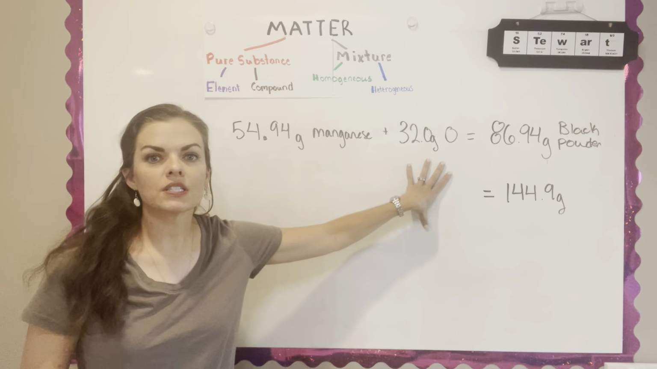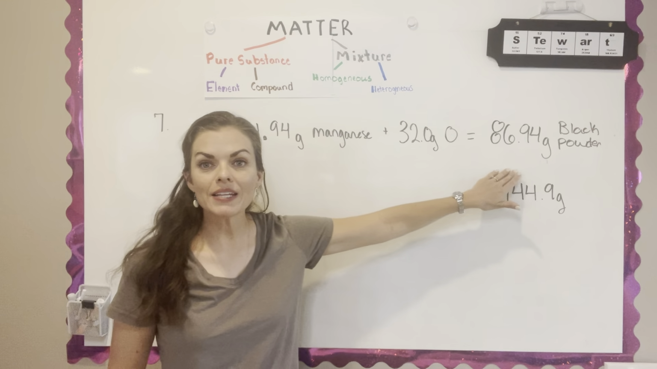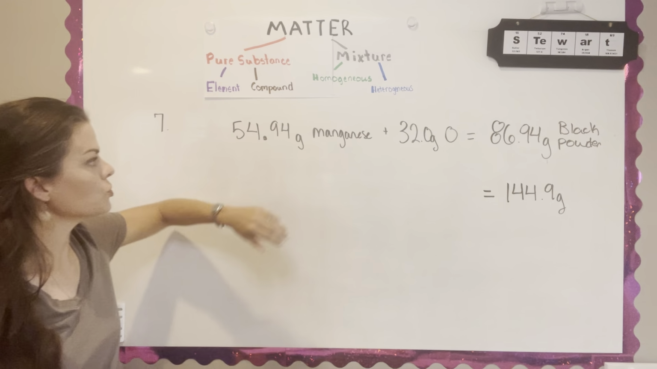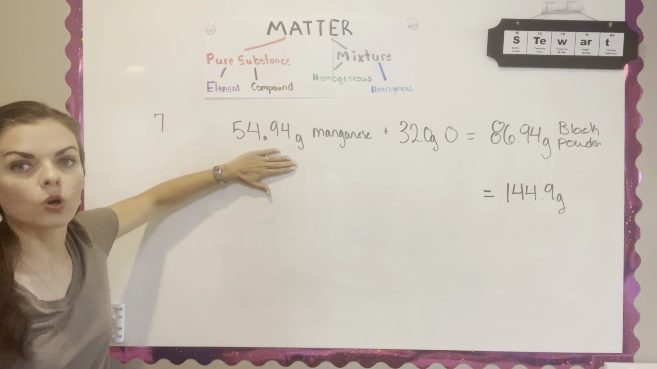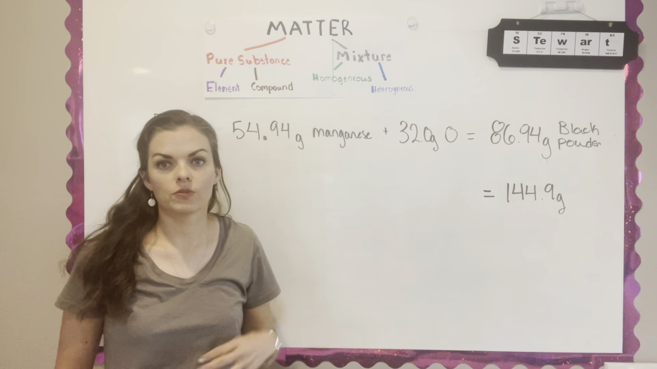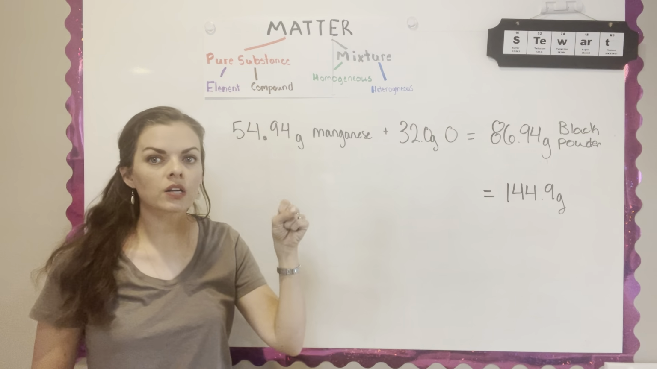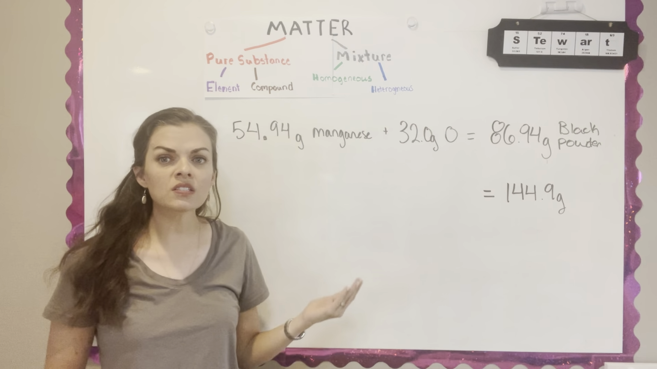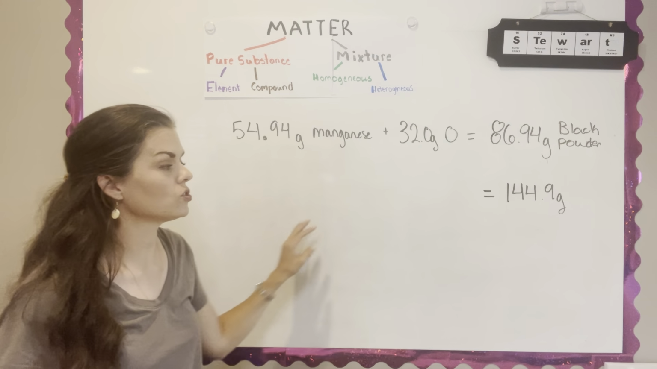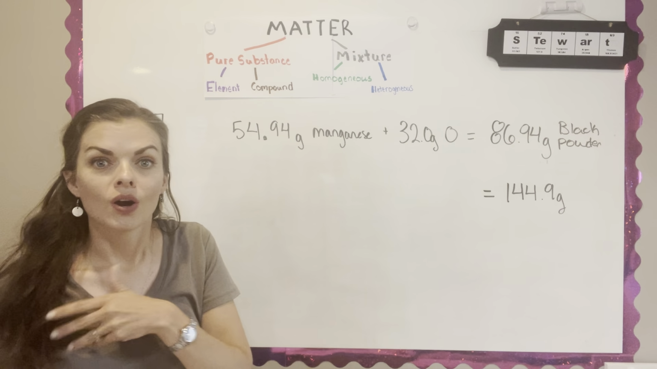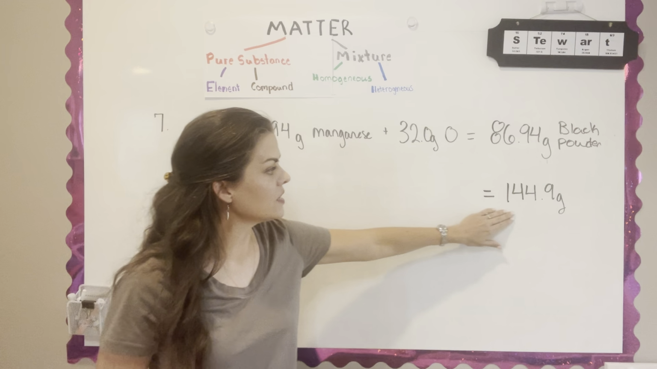Question number 7 is telling me that a chemist is making 86.94 grams of a black powder. And they're doing that by reacting 54.94 grams of manganese and 32 grams of oxygen. So we've got our manganese and we mix it with oxygen and we get 86.94 grams of black powder. Now the second part of this reaction is the chemist actually takes more than 86 grams. So either they made more or they had more of it.